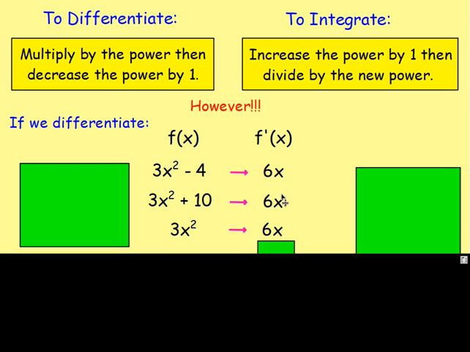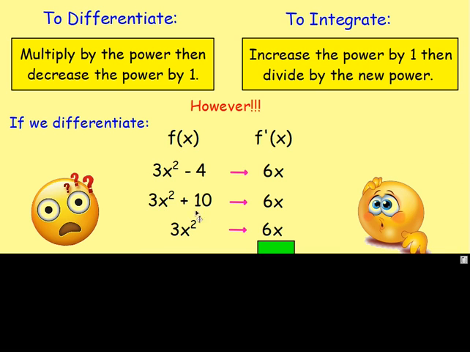So how can you integrate to go back to 3x squared take away 4, or 3x squared add 10, or just 3x squared? This is where Ryan's face is probably like this, or this, one or the other. I don't know which one.